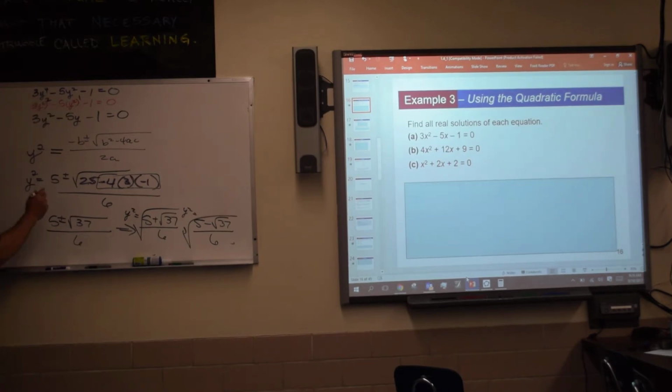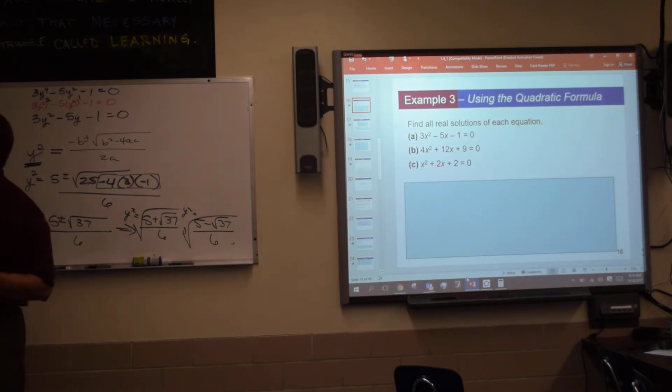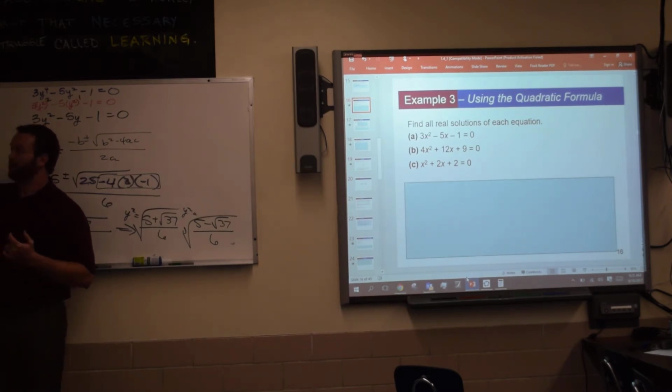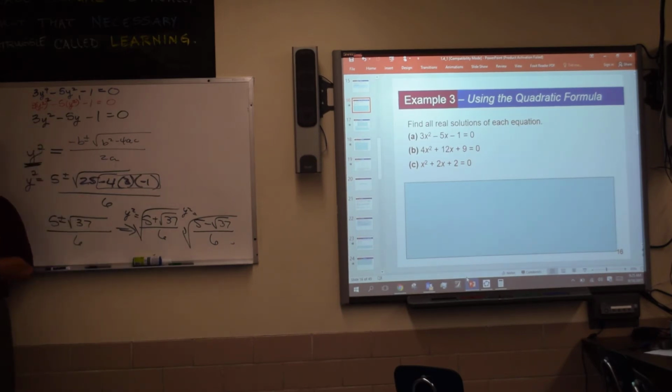You always have to be leery of what variable is being used. Later down the road, we'll see something like this. 3 cosine squared x minus 5 cosine x minus 1 equals 0. Does that look very similar to what we started with? 3y squared minus 5y minus 1 equals 0. The only thing that's different is that expression there, right? So what we do when we solve the quadratic equation, it's cosine x is equal to opposite of b plus or minus all that garbage all over 2a. Does that make sense? Okay?